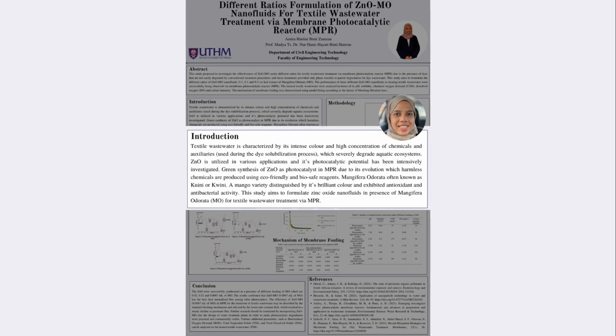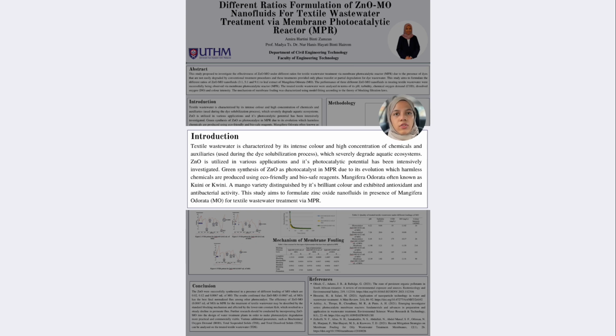Okay, for the introduction, the textile industry's untreated effluents contain a wide variety of organic contaminants, with textile dyes being the most abundant. There are numerous modern techniques in use today. However, due to the presence of dyes that are not easily degraded by standard treatment procedures, effluent is highly contaminated. In addition, this technology provided only phase transfer or partial degradation for dye wastewater.